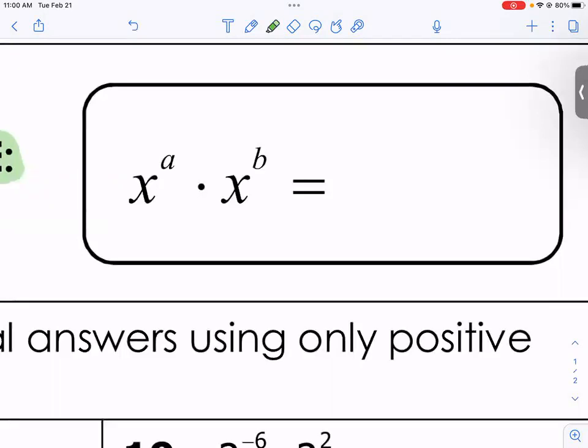Look at this. If we have two things being multiplied and they each have the same base and we're multiplying, then the base stays the same and we are going to add our exponents.